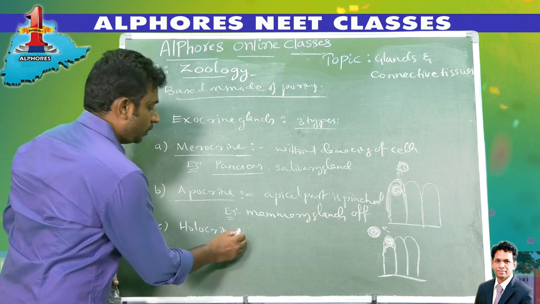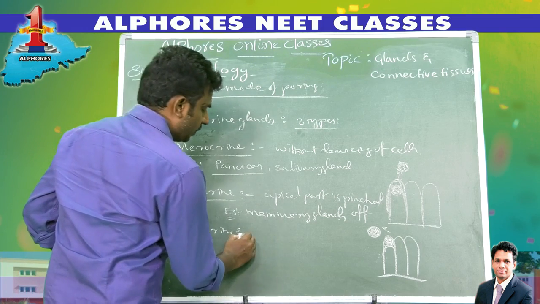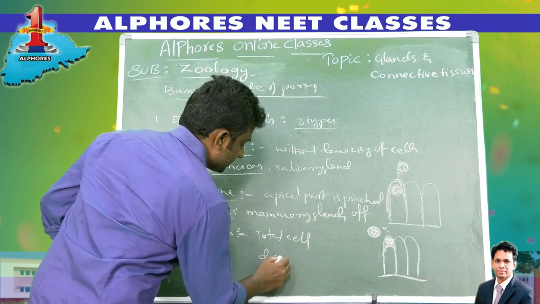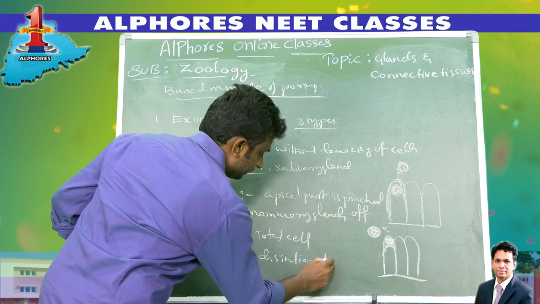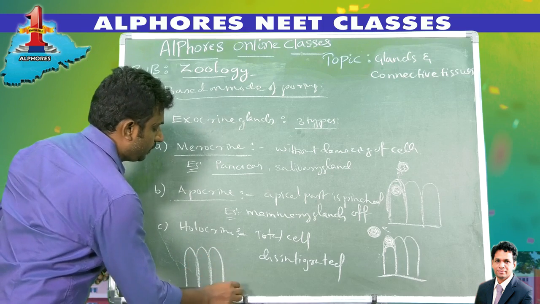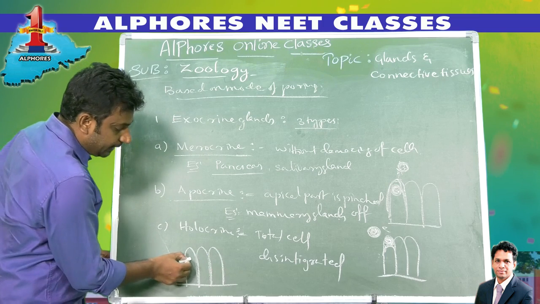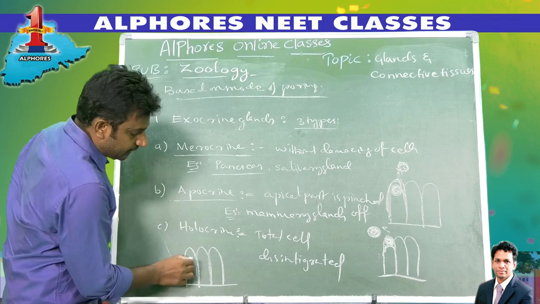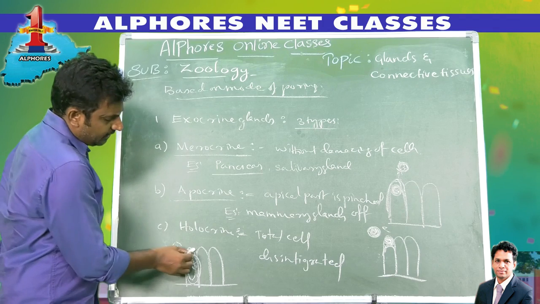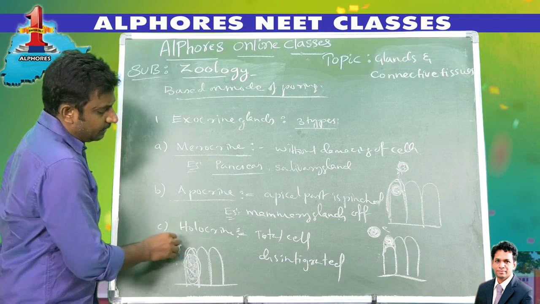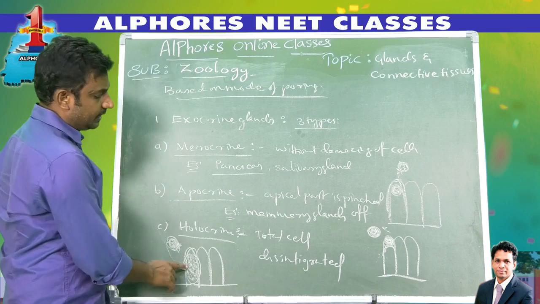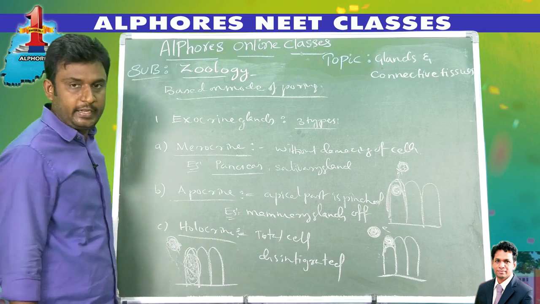Next, holocrine glands. Holocrine means the total cell is disintegrated. For example, in this holocrine gland, the secretory material is present here, and it is released outside by damaging the total cell. The total cell is disintegrated to release the secretory material, which is called holocrine.